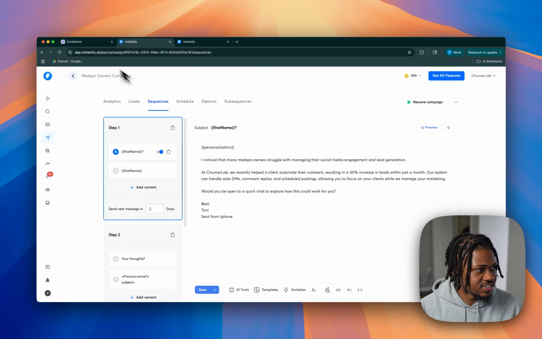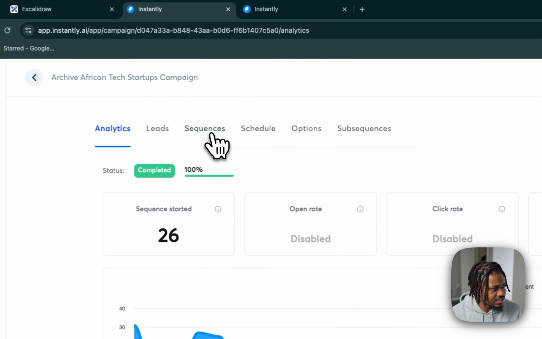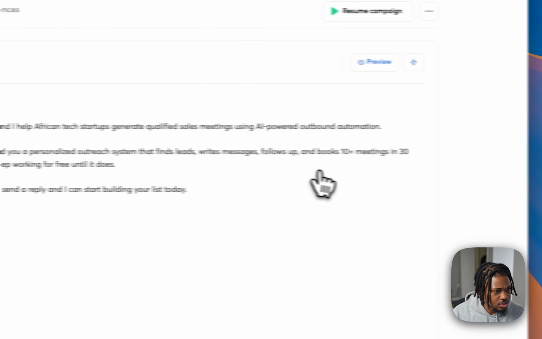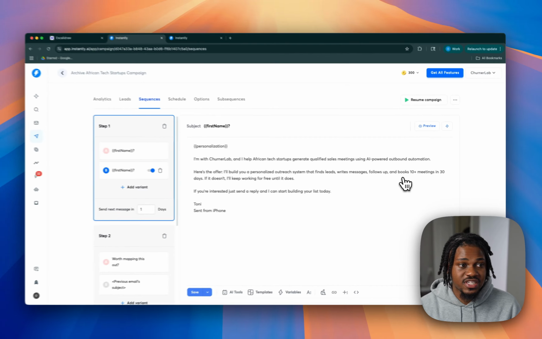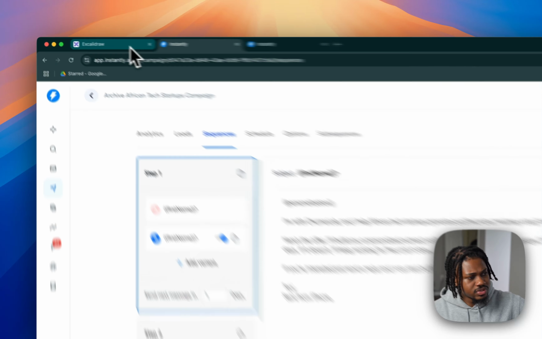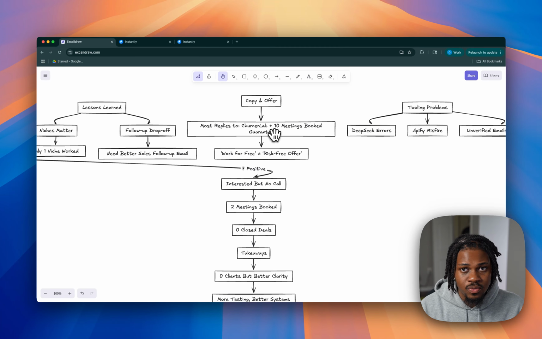And also the offer, right? If we go back to the one that basically did work for me and we look at the sequences, I was offering them, hey, I have this system that can book 10 plus meetings in 30 days, right? Which I have actually done for other clients. So it's a true thing. But obviously it depends on, again, the copy, the offer, the lead list. But if the system works, 10 plus meetings in 30 days is completely doable. And this was the one that did work. This is the one that worked more than the other ones I had shown.